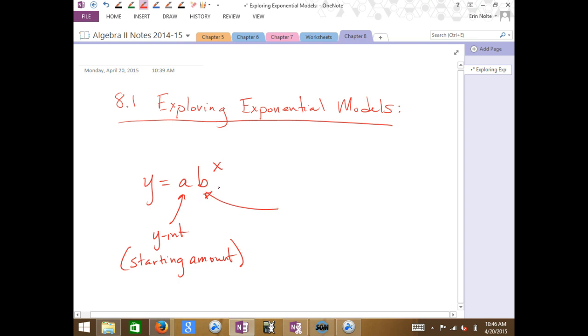The b, anybody know what the b does? It's not the x-intercept. It does have to do with the slope of the graph. It tells you how fast this function grows or not. It is called the growth factor. It is possible to have 2 different types of growth. If your b happens to be bigger than 1, then the function is going to get bigger and bigger and bigger, and that's called a growth.